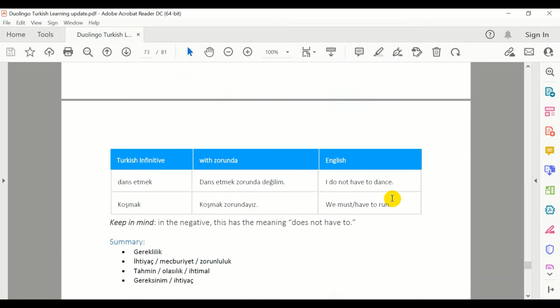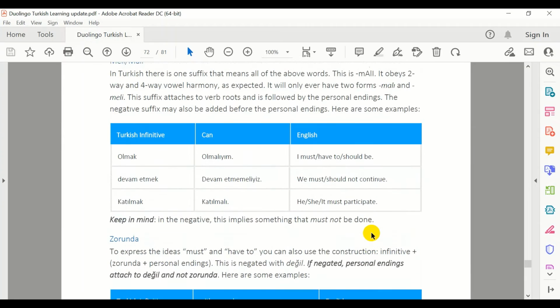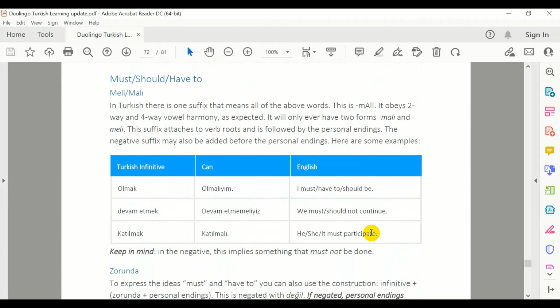And with zorunda, when you use the negative form here, dans etmek zorunda değilim, I do not have to dance. Only at the end of the sentence you have used the word değil, and now you are using the personal suffix with this word değil. Dans etmek zorunda değilim. In the negative, this has the meaning does not have to. It means I do not have to dance. Well, that was the general scenario for delivering the idea of obligatory sentences in Turkish.